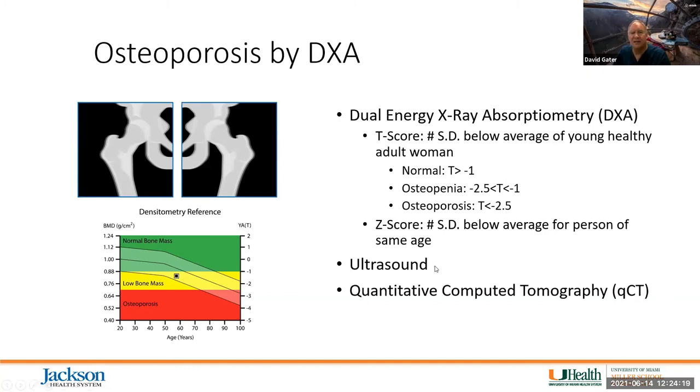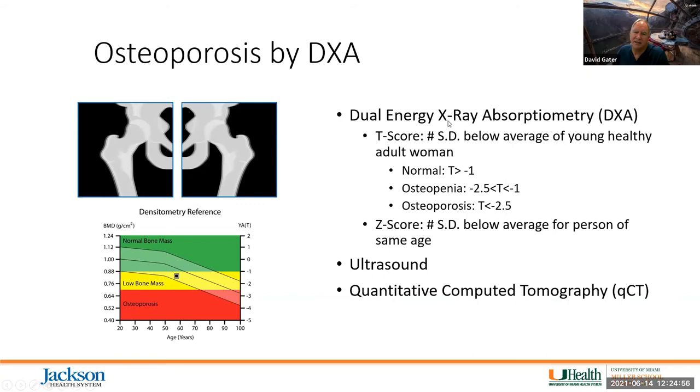Other imaging apparatus that we can use include ultrasound and then quantitative computed tomography, or quantitative CT. We don't have as much data yet on ultrasound. We have a fair amount of data on quantitative CT, but the radiation dose associated with quantitative CT is generally frowned upon, at least in a clinical setting. In research settings, it's allowing us to take a look and make some ideas moving forward.